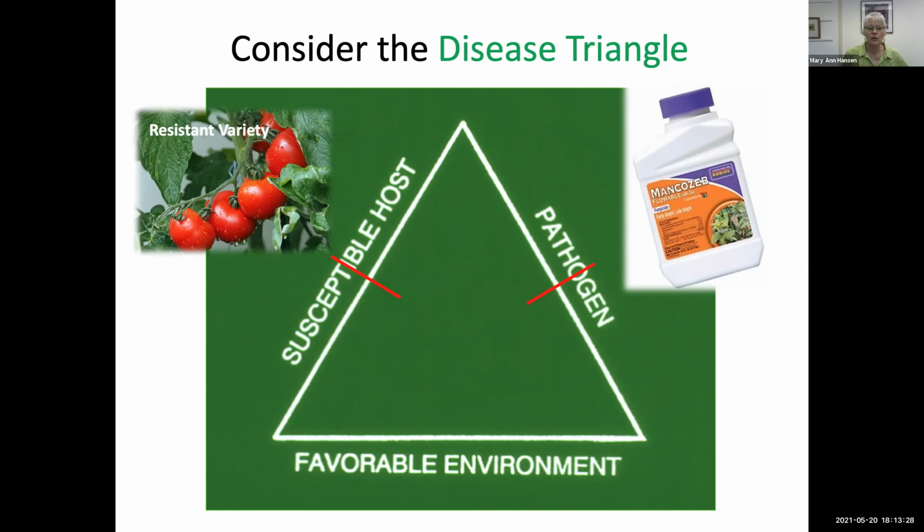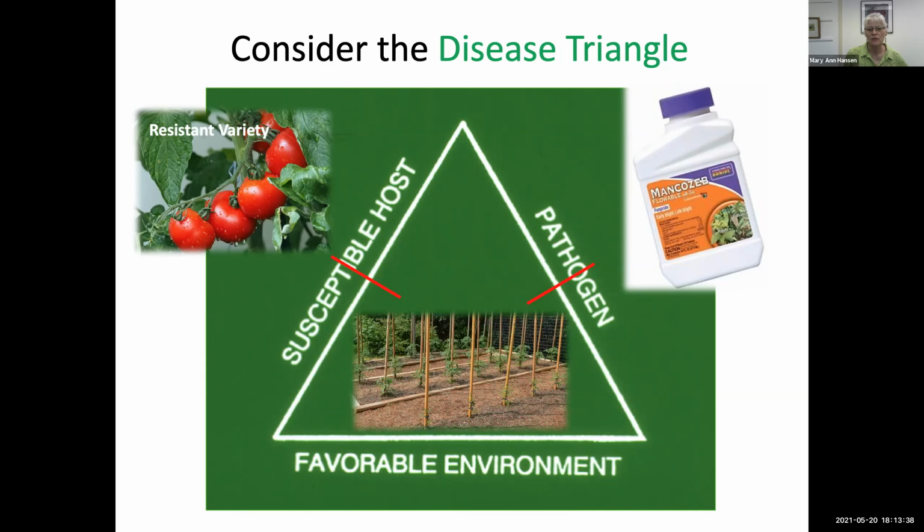And even if you had the right pathogen on a susceptible host, sometimes you can manipulate the environment so that the conditions are not conducive for infection. So things like staking and properly spacing your plants. A lot of diseases are caused by fungi. Fungi like moist, humid conditions. And so if you can improve the air circulation and reduce the humidity, a lot of times you can break that side of the triangle.